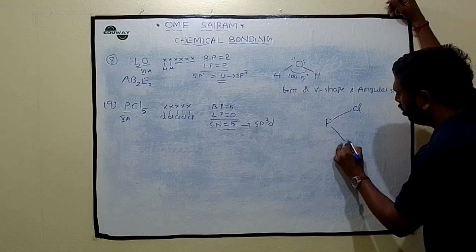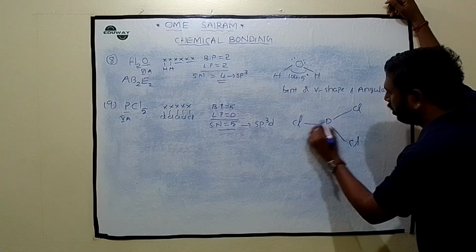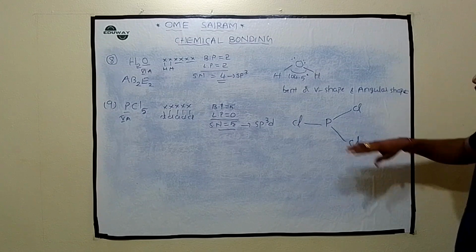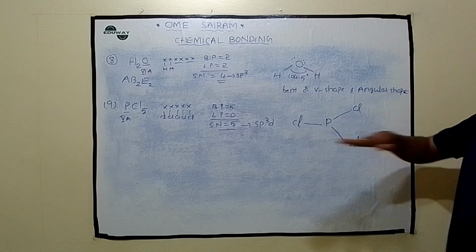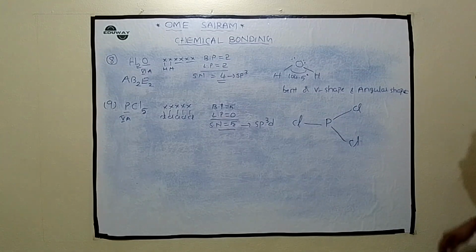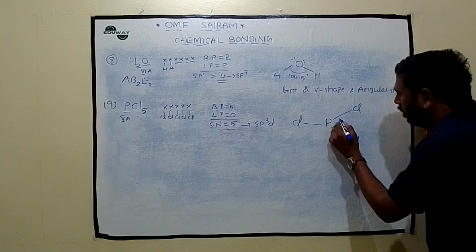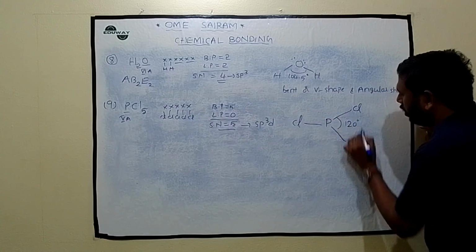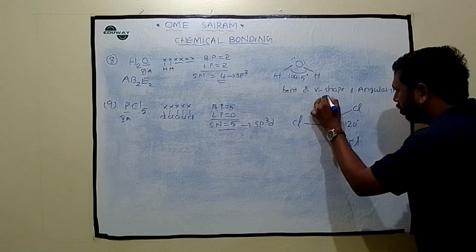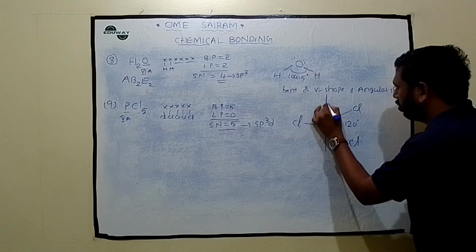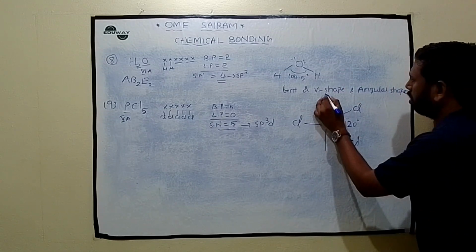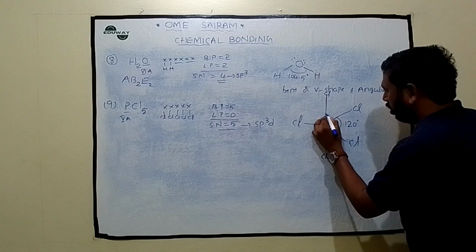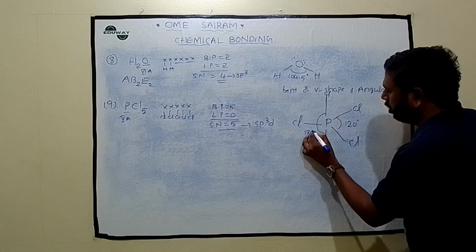Equatorial bonds: 3 bonds exist as equatorial bonds. That means these 3 bonds exist in the same plane, like horizontal. The bond angle between any two chlorine atoms is 120 degrees. The remaining two chlorine atoms exist in the vertical plane. These are called axial bonds, and the bond angle is 180 degrees.